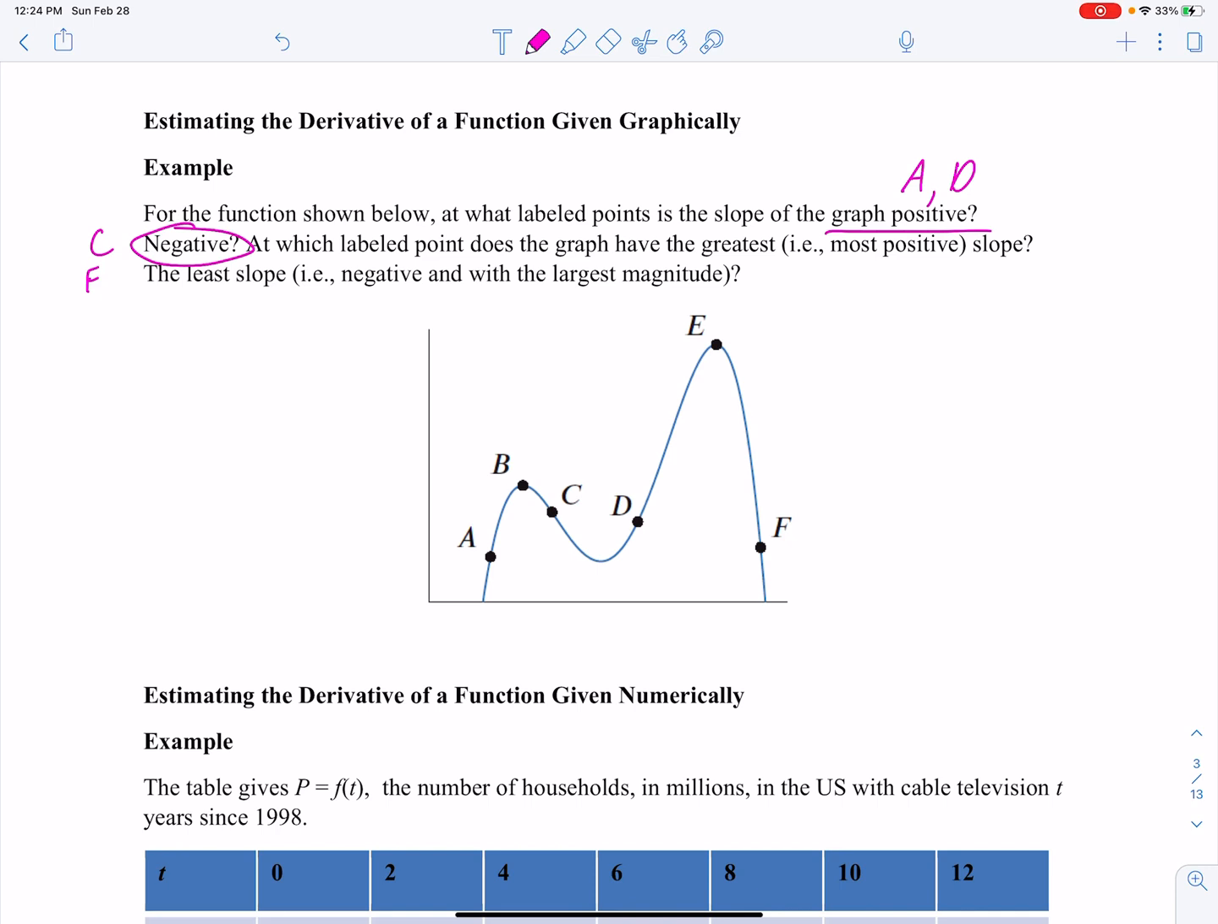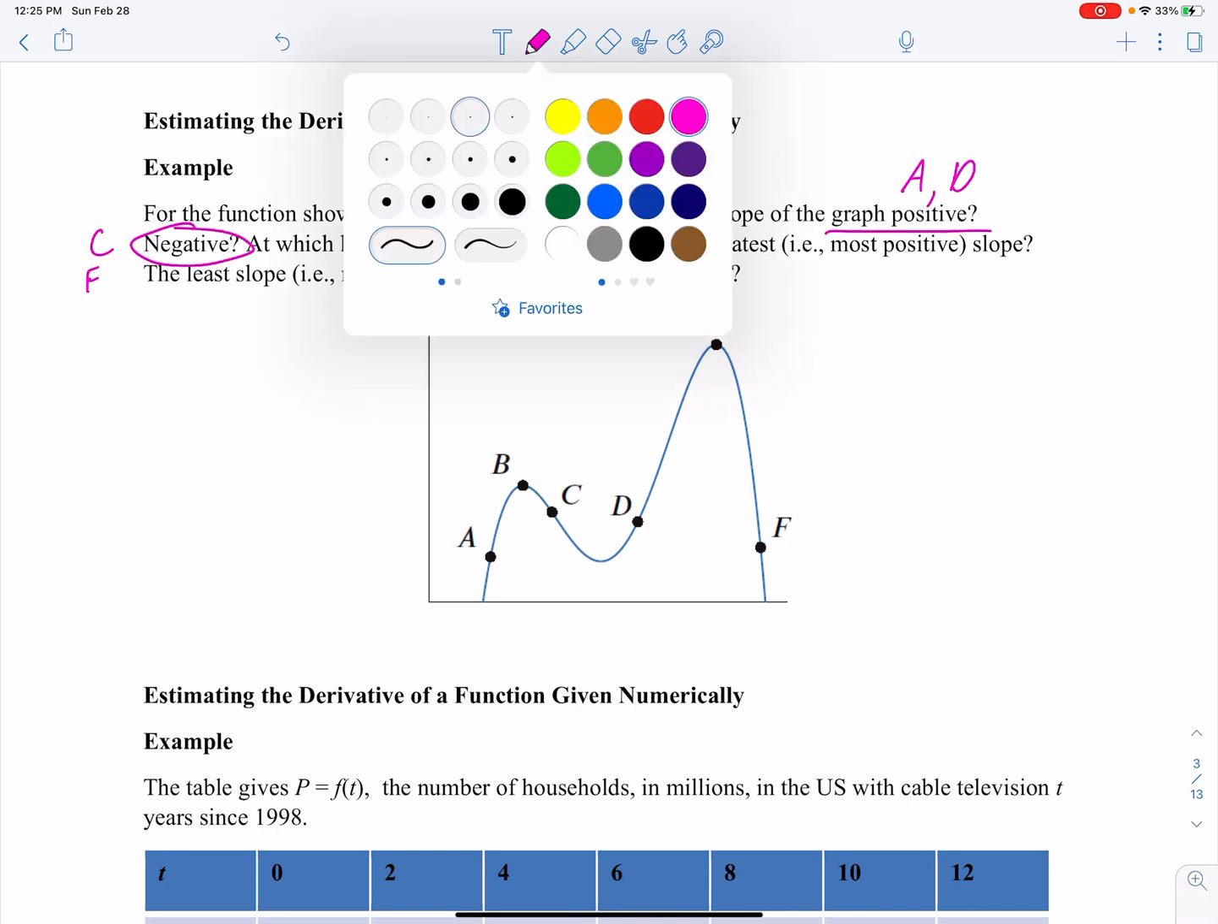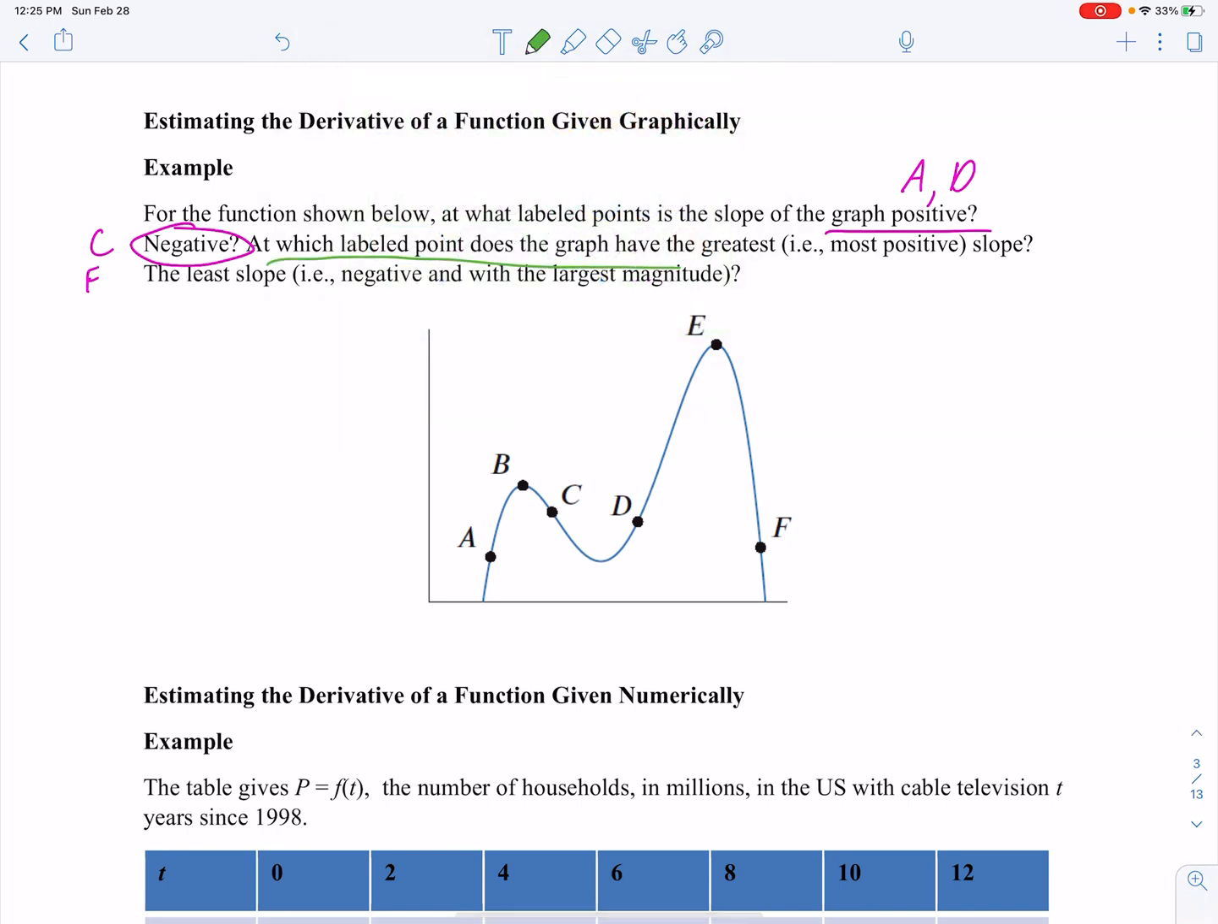And then another part of the question here: at which labeled point does the graph have the most positive slope? So think of most positive slope. This line right here has a positive slope. This line has a more positive slope. And this line has an extremely positive slope. So that's what they're saying. So what point on this graph has the most positive slope?